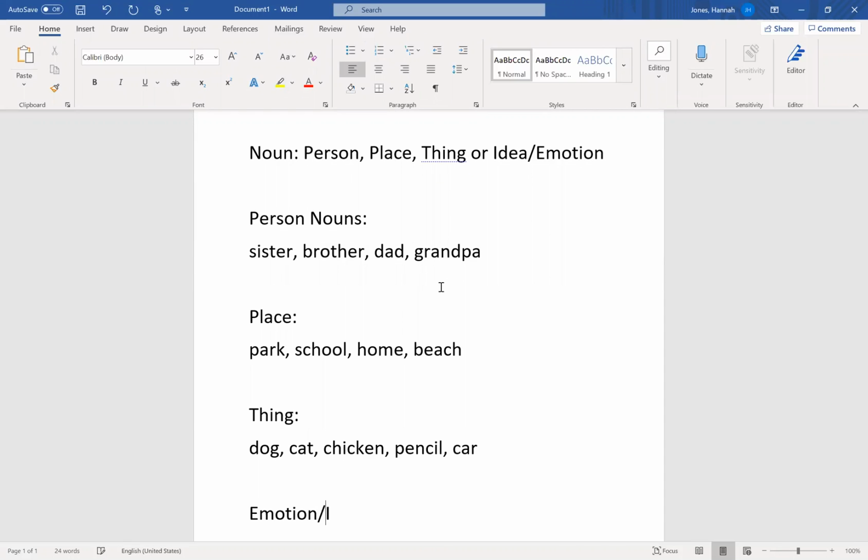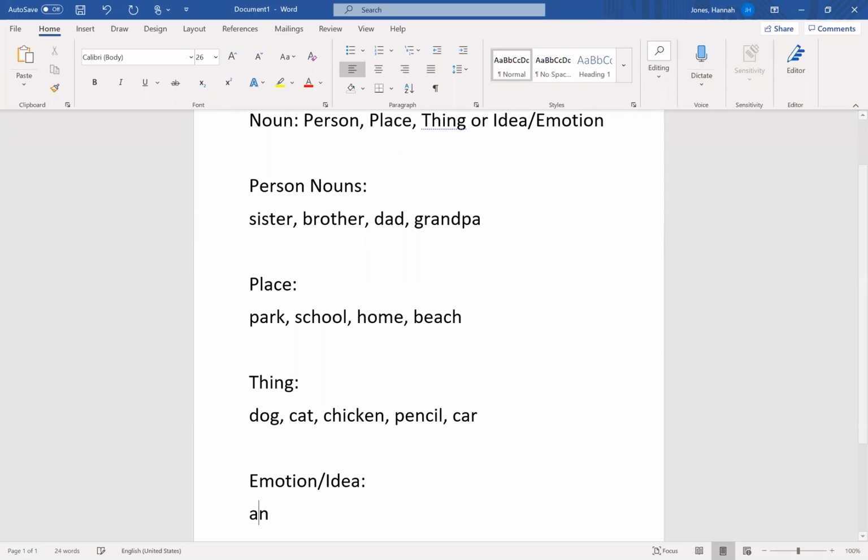Emotion, idea. Okay. Anger. Again, it's going to do annoying things for me. Stop that. Okay. Anger, fear, love, worry. Okay. So ideas or emotions. So I want you just to know that generally speaking, a noun is often something that is doing the action or having something done to it in a sentence, okay? So a noun is a person, place, thing, idea, or emotion. And I'll give you some examples of this, okay?